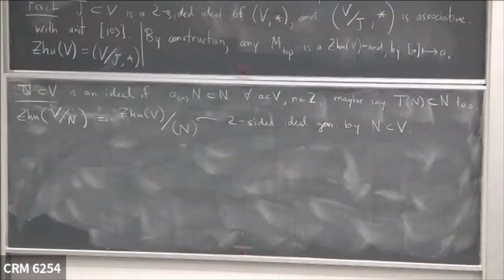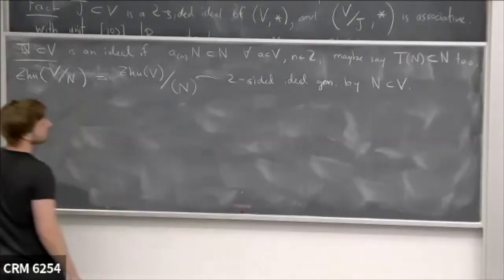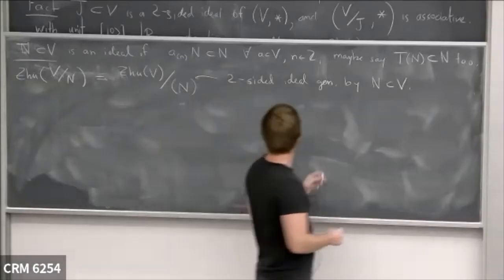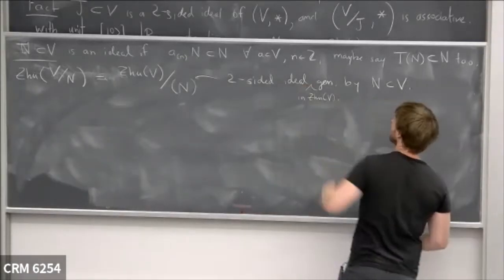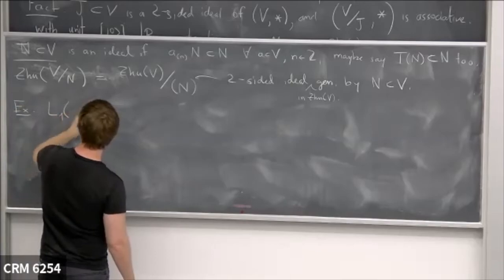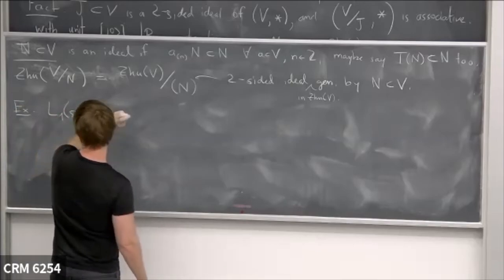It's a two-sided ideal, generated by the image of the vector subspace. So for example, L_1 of sl_2.